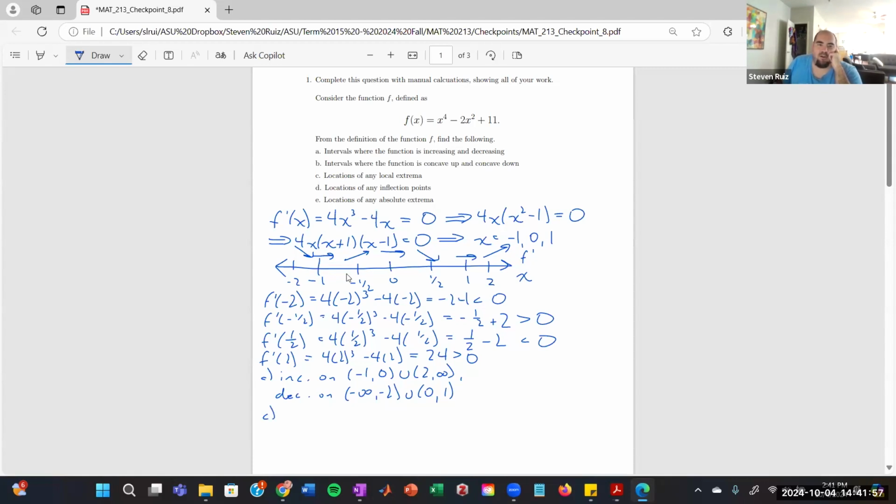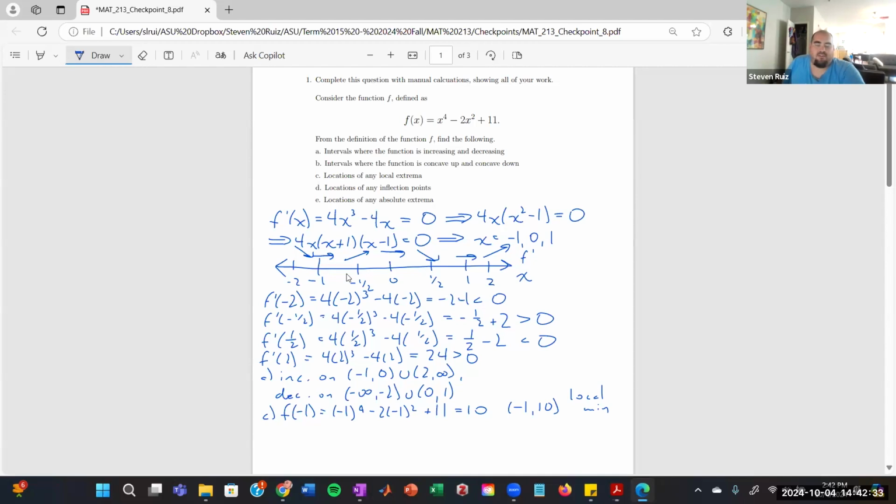So let's go out of order here, and let's find the y coordinates of these points. F of -1 is equal to -1 to the 4th minus 2 times -1 squared plus 11. So 1 minus 2, -1 plus 11, that's 10. So I have -1, 10, and that is a local min.